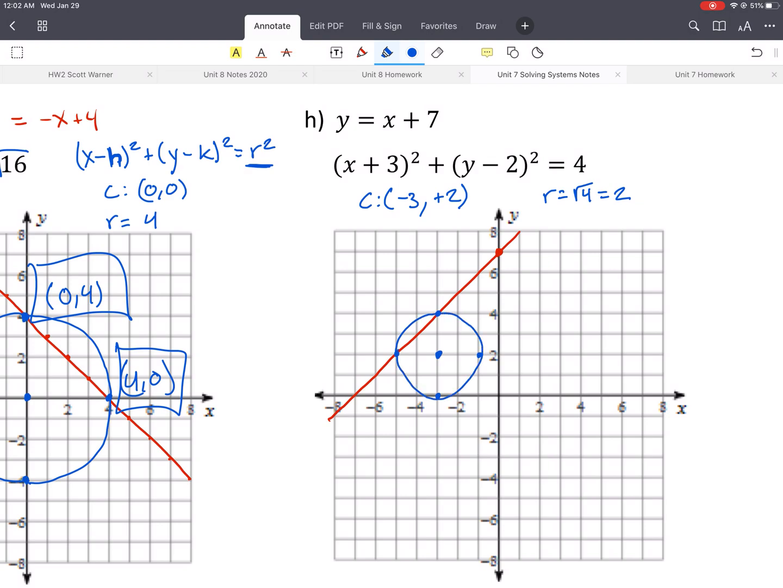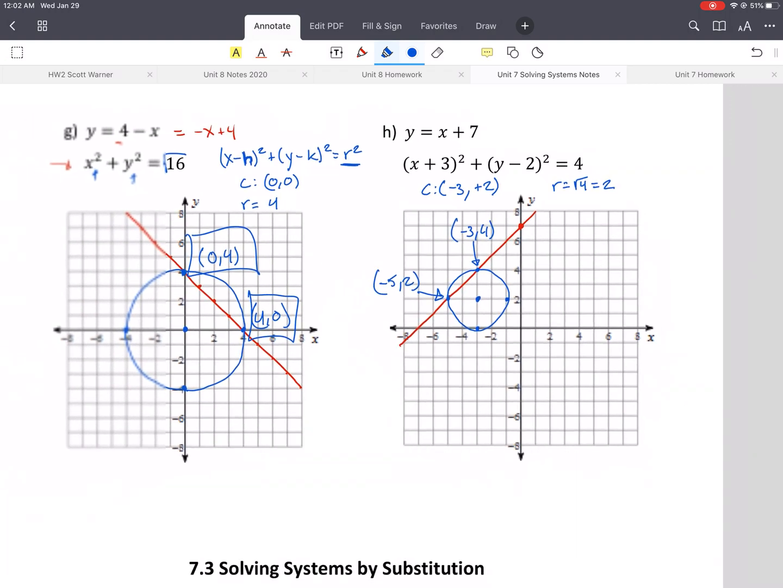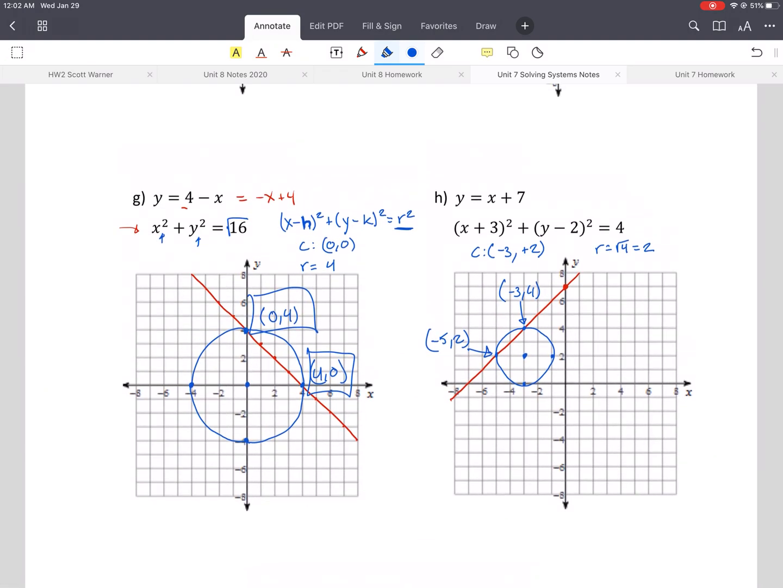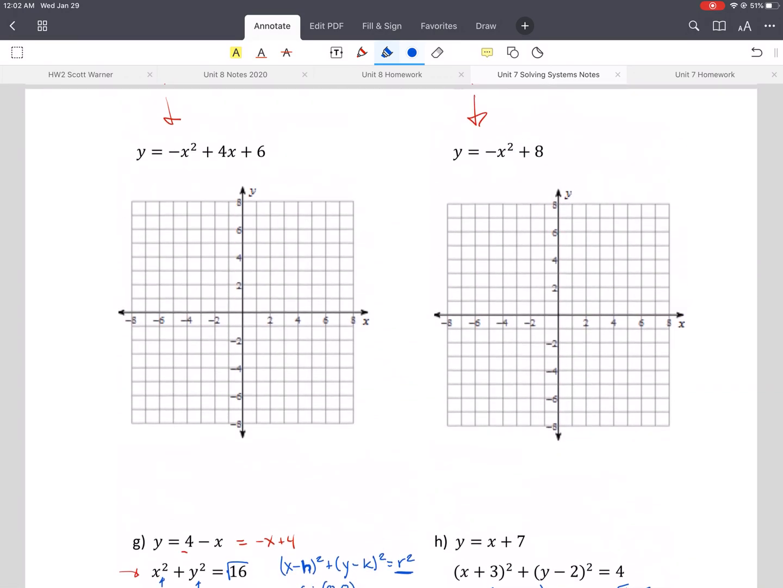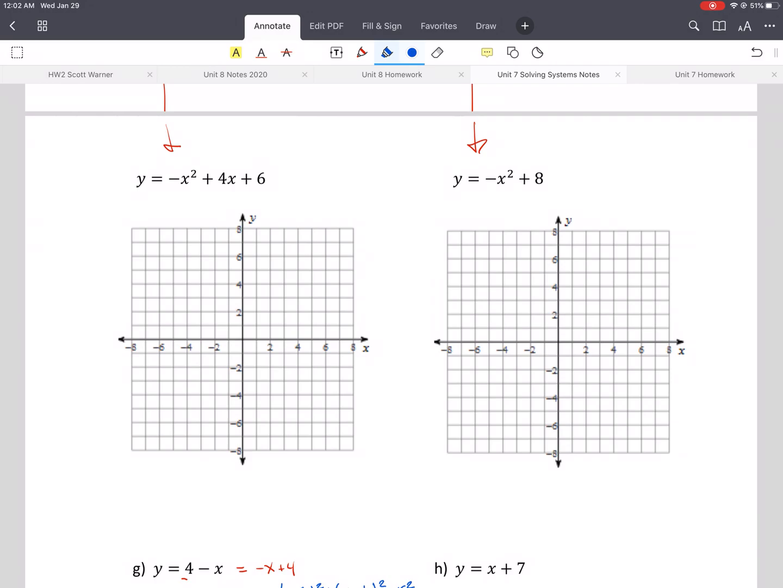And you got it. Okay, we have our two intersections. Here we've got -3, 4. And then here we've got -5, 2. Alright, so I think that's it. We covered everything. I will go back over these.